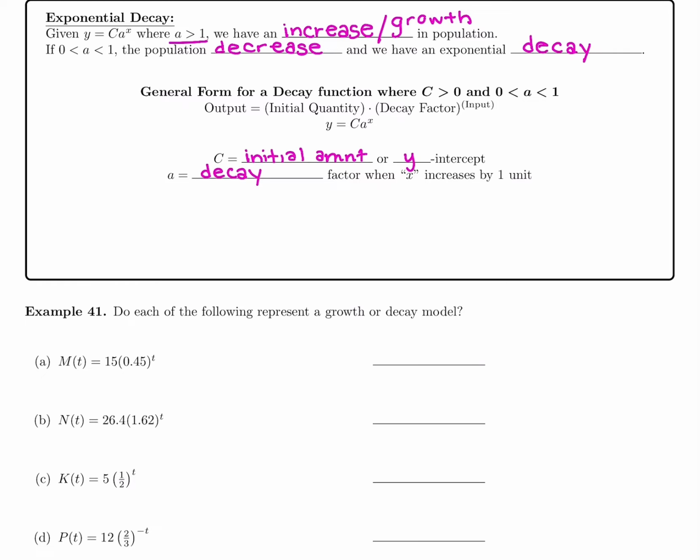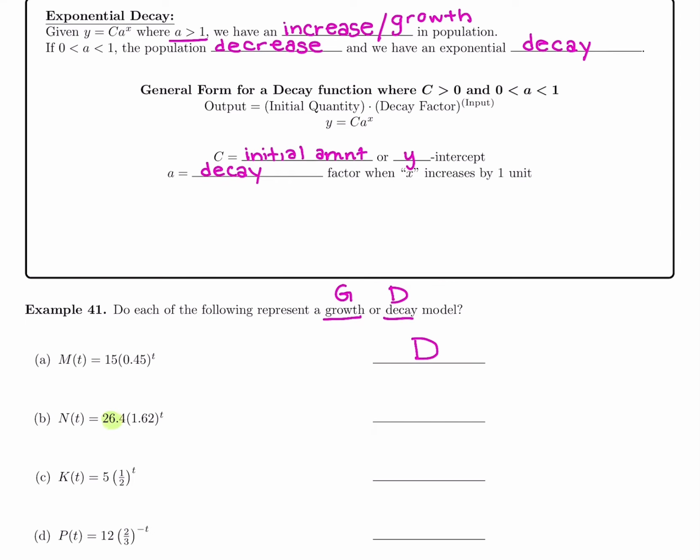So looking at these models, we want to figure out, is it growth, which I'm just going to write G for, or is it decay, or we'll call it D. Looking at each piece, this first one, M of T, 15 is the initial amount, and then A is 0.45. So A falls in this category. It's something between 0 and 1. This is modeling decay. If it's a number between 0 and 1, it's decay. If it's bigger than 1, it's growth.